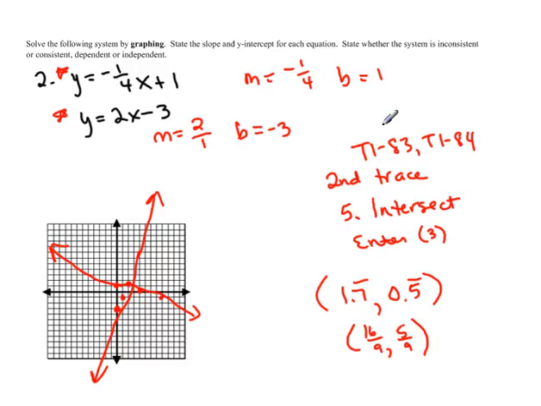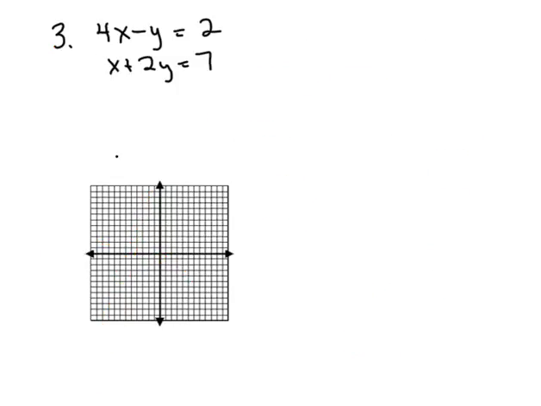Now let's answer whether this system is inconsistent or consistent. Remember, if it has at least one solution, and it does, it would be considered consistent. And then dependent or independent. If it has two different graphs, which this does, it would be considered independent. So this system is consistent and independent.